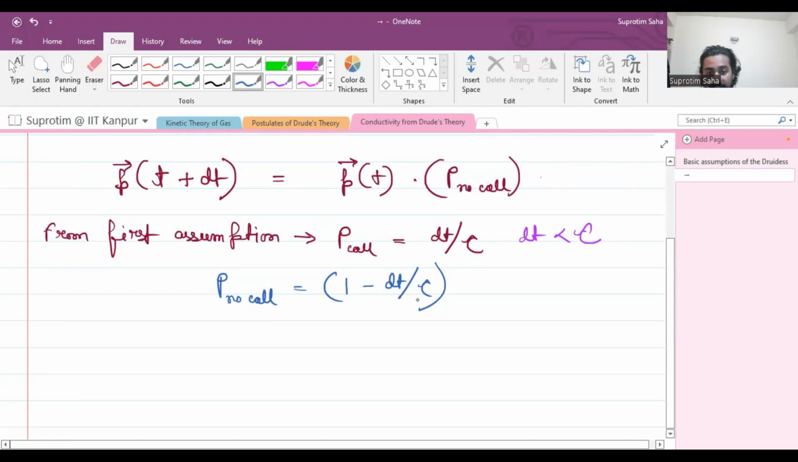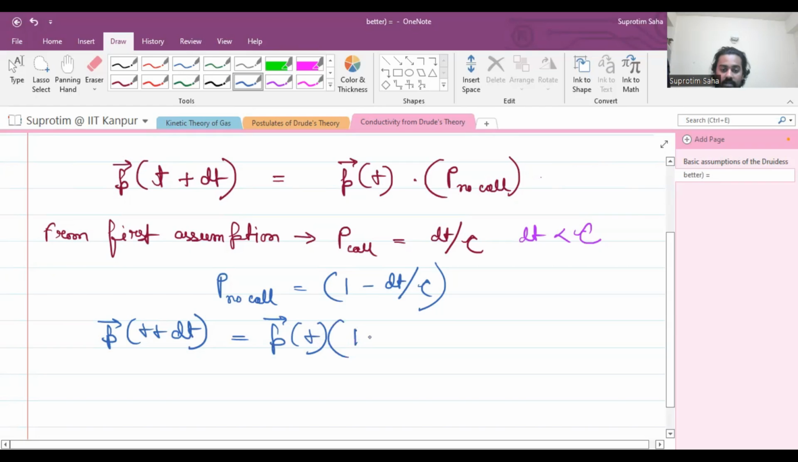You can relate this probability with the fraction of electrons that has not undergone a collision out of the total number of electrons, and only that fraction will contribute, those electrons which have not undergone a collision. So P of t plus dt is equal to P of t at an earlier time t times 1 minus dt by tau.